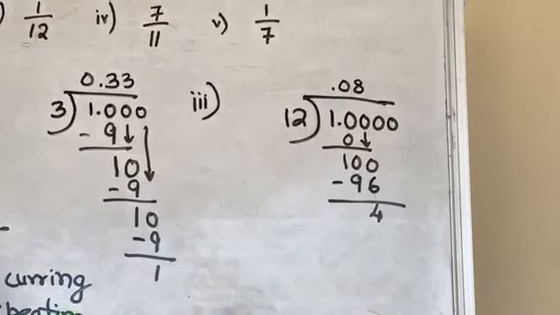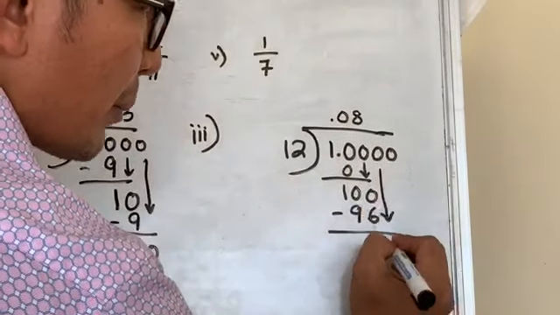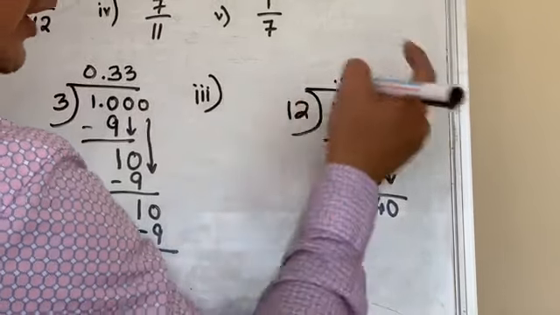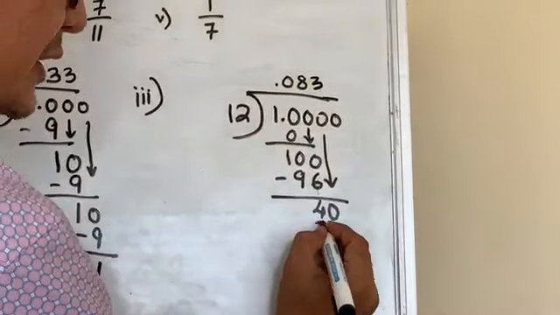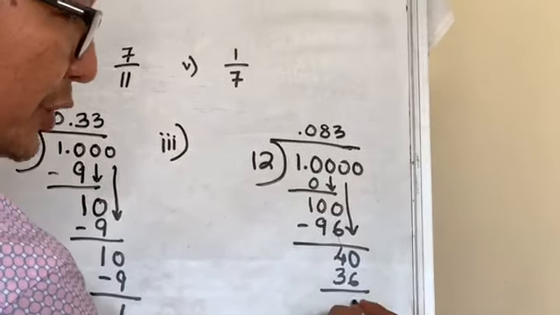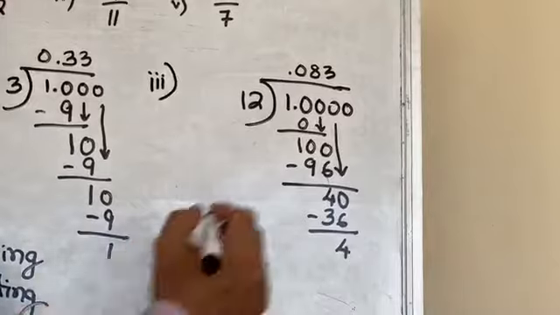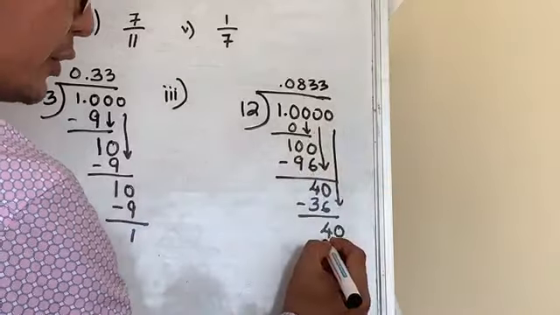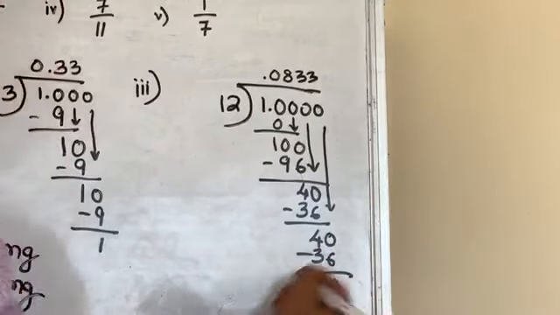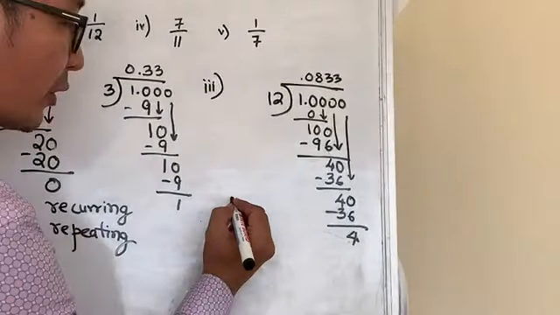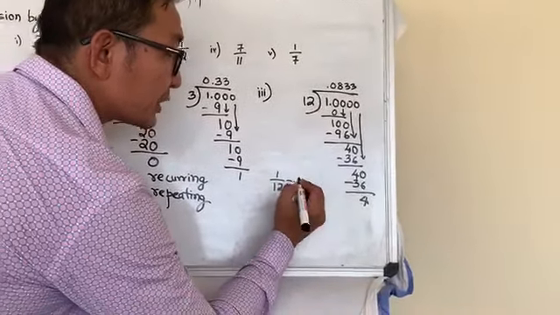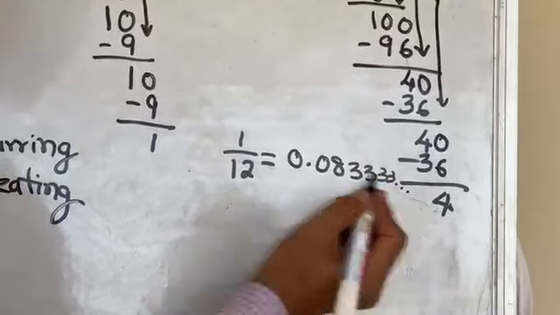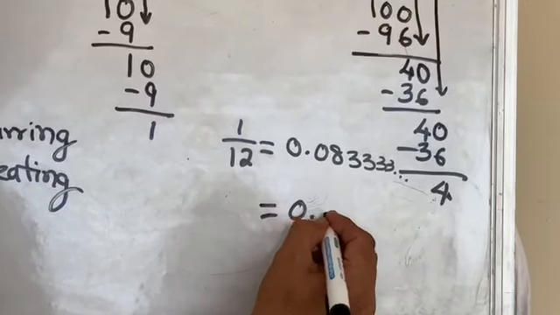Subtract, the example, what you get is 4. Then bring a 0 down, so we have 40. 12 times 3 is 36. So subtract, the remainder is 4. Therefore, question number, 1/12 can be written as 0.083333, so this can be written as 0.08 with the 3 repeating.